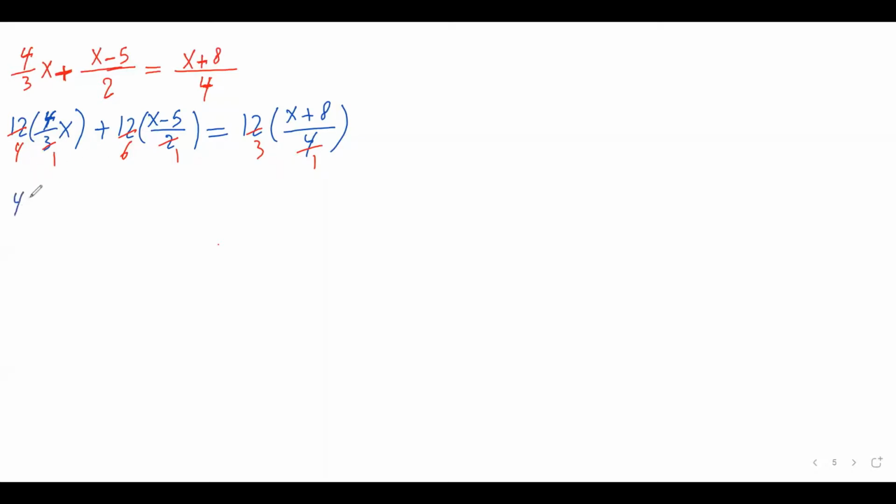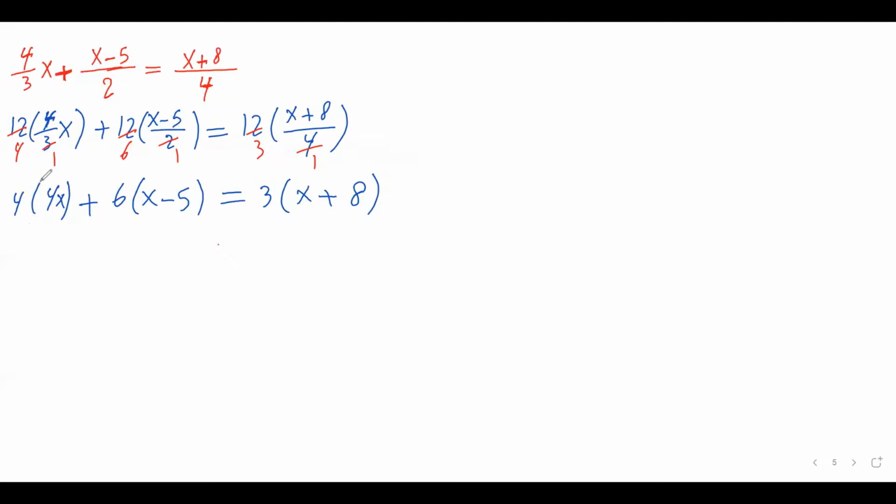I have 4 bracket, 4 over 1 is just 4 bracket. Oops, I have x over here, so I have 4x. So 4 times 4x plus, I have 6 bracket x minus 5 equals 3 bracket x plus 8. So we don't have any fractions anymore, so we're good.